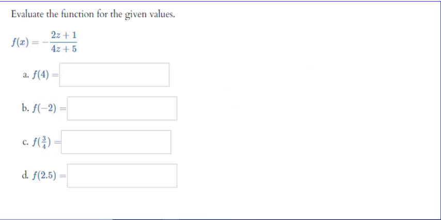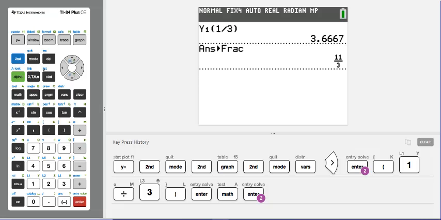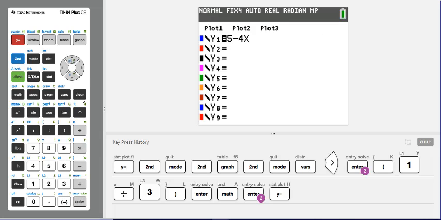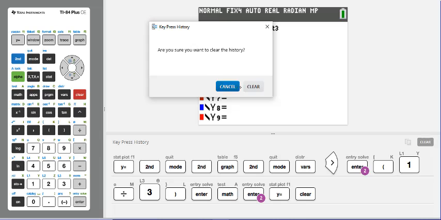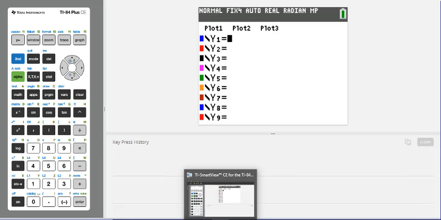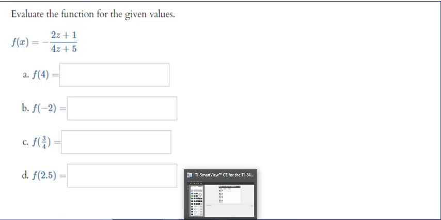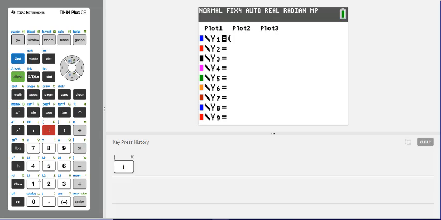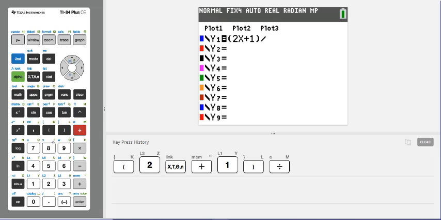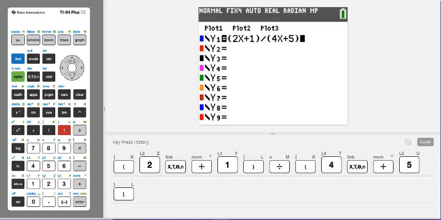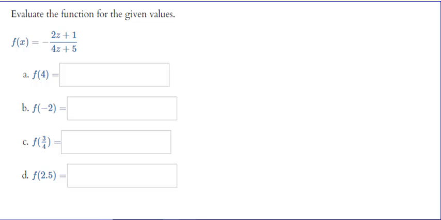Now, let's look at this other problem. I'm going to go to my Y's and clear here. I'll clear my key press, right? Going to my equation editor. I'll do 2x plus 1 and 4x plus 5. So I'm going to do parentheses 2x plus 1 divided by another parentheses 4x plus 5. I just want to make sure that that's right. Yep, 2x plus 1 and 4x plus 5.